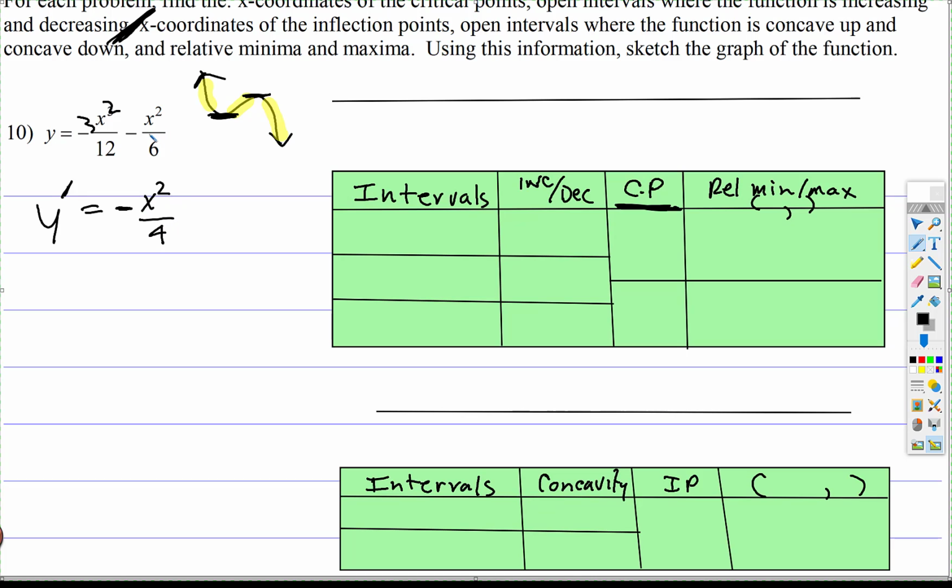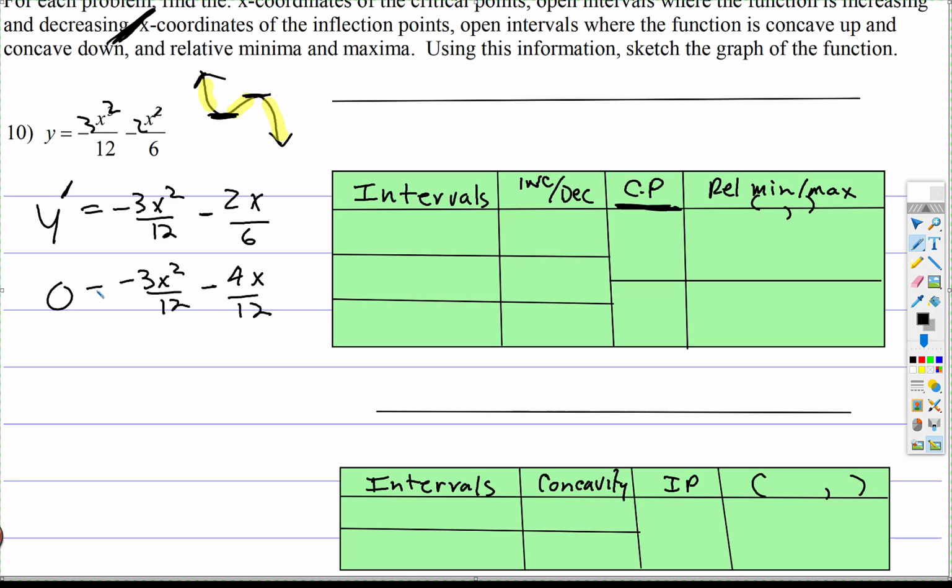And then when you take the derivative of negative x squared over 6, the 2 comes down. And then that becomes, you know what? For the purposes of factoring in a second, I'm going to leave it as negative 3x squared over 12. And I'm going to leave this as negative 2x over 6. In fact, I'm going to want these to have the same denominator, so I'm going to multiply this top and bottom by 2. And so I'm going to rewrite that as negative 3x squared over 12 minus 4x over 12.